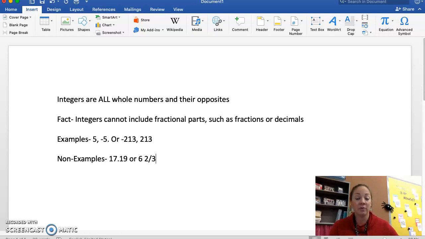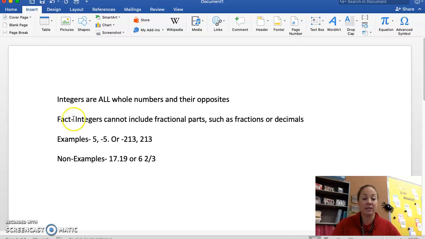Okay, your next vocabulary word is integers. And like we've learned before, integers include all whole numbers and their opposites. A very important fact about integers is that they cannot include fractional parts. They can't include any kind of fraction or decimal.